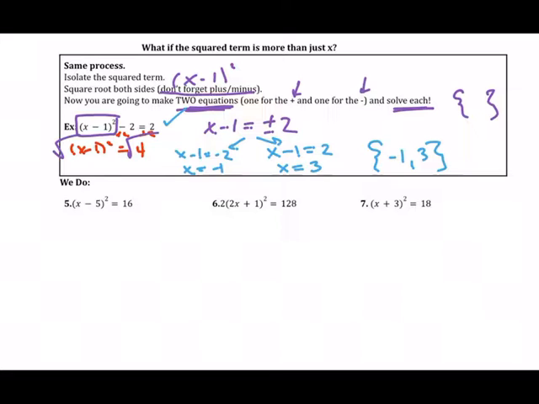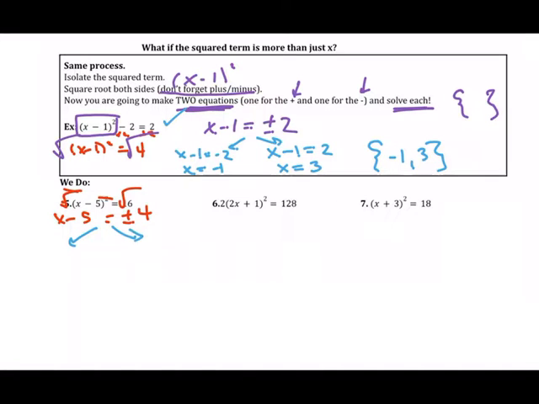So looking at number 5, step 1, isolate the squared term. It's already isolated. What do we do next? That's right. We square root both sides. So x minus 5, the squared and the square root, those are inverse operations. The square root of 16 is positive and negative 4.